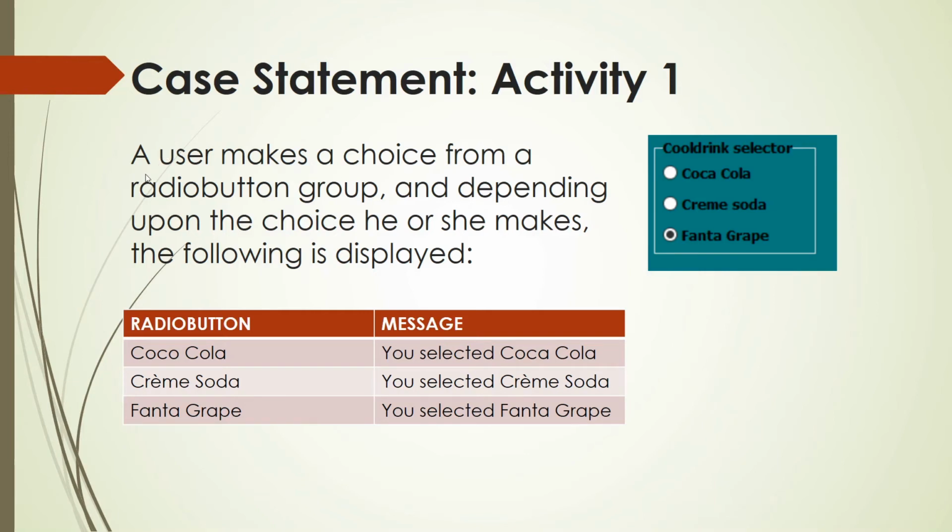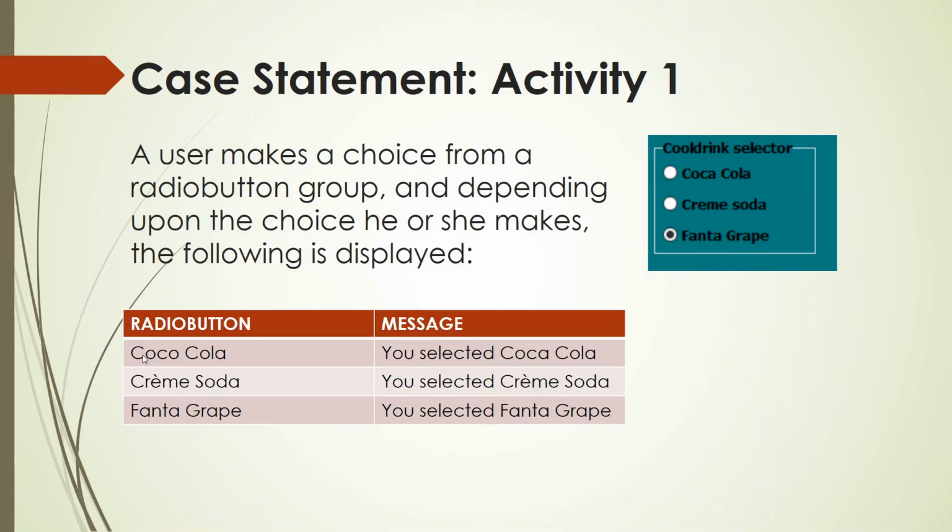Right, so we're writing a Delphi program and I'm going to do this coding and discussion with you. A user makes a choice from a radio button group, and depending on the choice he or she makes, the following is displayed. So there's an example of what your radio group button is going to look like, where the user is either going to select Coca-Cola, cream soda, or Fanta grape.